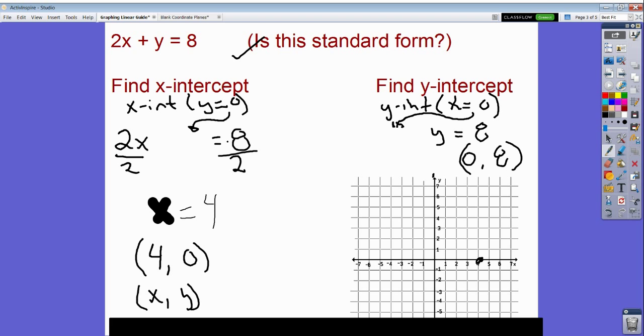So I'm going to put a dot at 0, 8, which is up there. And then all I do is connect my line, and bam, there's my linear function graphed. So let's try another one.